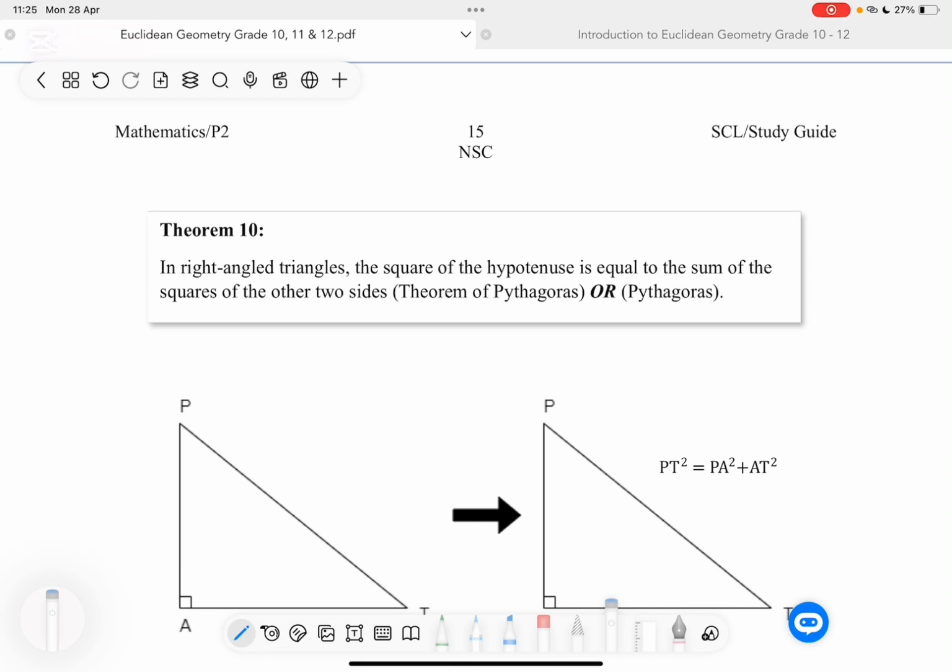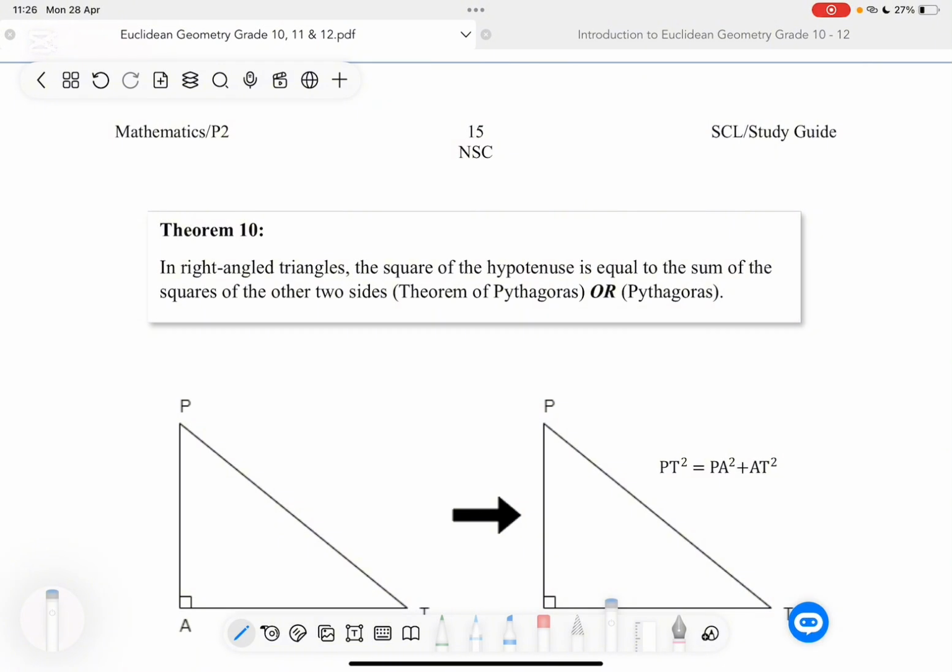Pythagoras paid particular attention to studying right-angled triangles. Right-angled triangles are triangles that have an angle of 90 degrees. That's why they are special, because they have that 90-degree angle in them. Then we call them right-angled triangles.